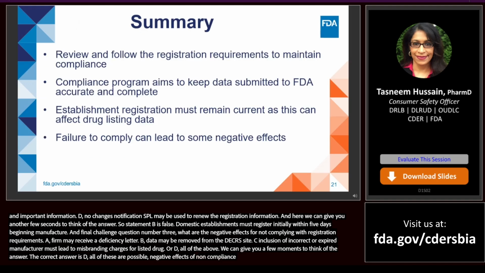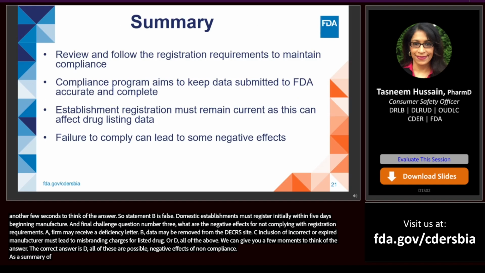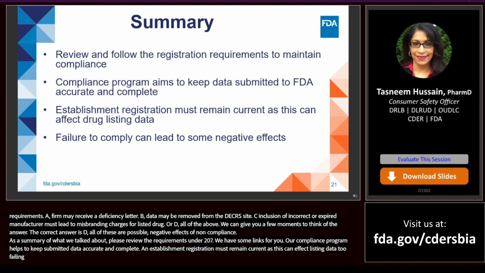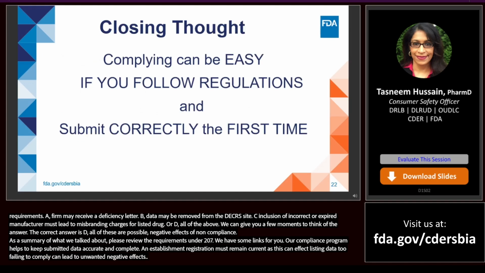So as a summary of what we talked about, please review and follow the registration requirements under 207. We have some links coming up for you. Our compliance program helps to keep submitted data accurate and complete. An establishment registration must remain current as it can affect listing data too. And failing to comply can lead to some unwanted negative effects. So here's a closing thought. Compliance with registration requirements can be easy if you follow the regulations and submit your information correctly the first time.